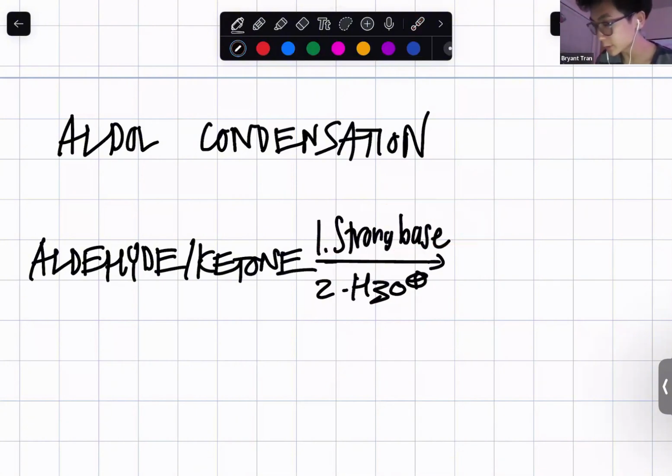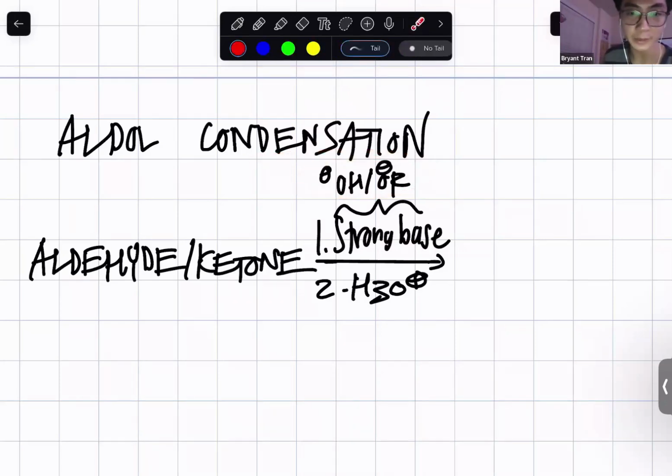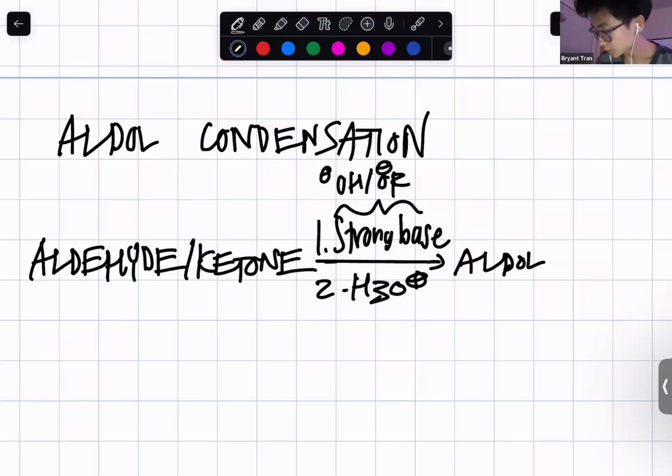And a strong base here, it could be OH minus, it could be OR minus. Right, those are the common ones that you see. And the R is variable. It could be OCH3 minus, it could be OCH2CH3 minus. That's gonna give you, if this is aldol condensation, it's just gonna give you an aldol, right?